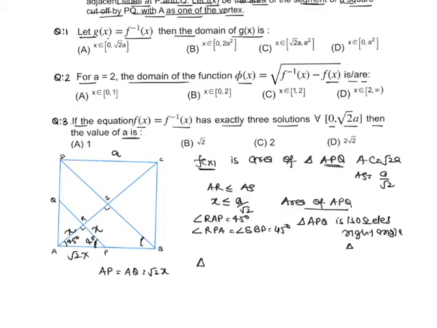And the area of triangle APQ is equal to 1 by 2 into root 2 x into root 2 x. So what will come? x square. So we can say f(x) equals x square, where x belongs to the closed interval 0 to a by root 2.